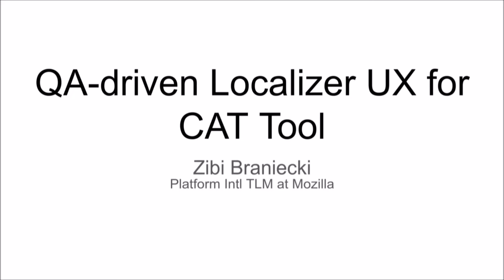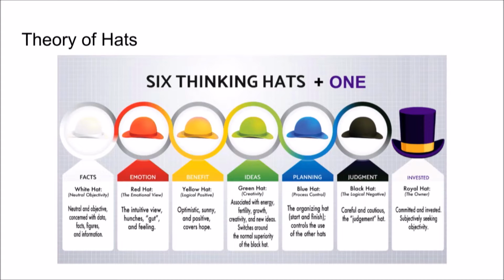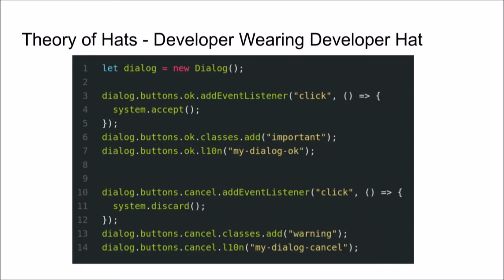All right, so hi, I'm Zibi Braniecki. I work at Mozilla on internationalization. I'm TLMing the platform Intl team there. And one of the things we're doing is thinking about the future of localization systems. I'm going to talk about localization systems from the hypothesis of the thinking hats and how people think about what they do and how they take personas when they operate, in particular how localizers do this. Do not expect anything beautiful at the end, but maybe a way of thinking will inspire the community to think about how localizers can in the future work with the localization tools.